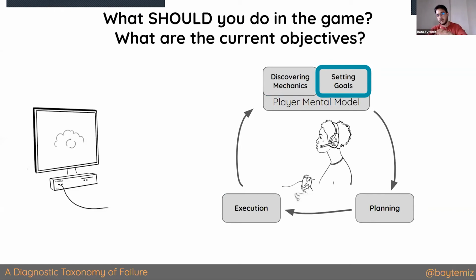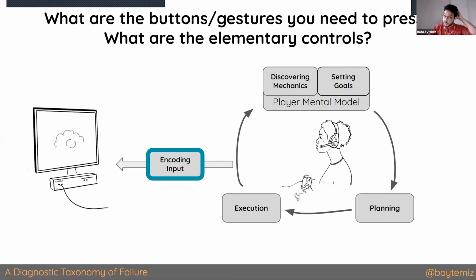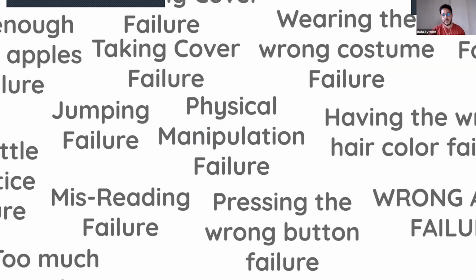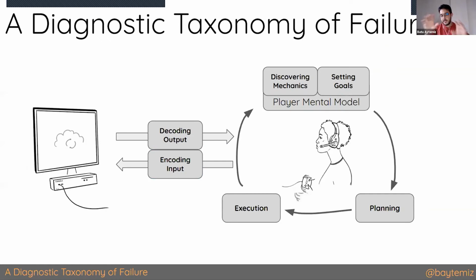But in order to engage in this loop, there are two preliminary steps. First, the player actually has to be able to engage with the digital system, right? So they need to know what the buttons and gestures are to engage with the game, and they also have to be able to physically enact those actions. And also, the other side of that, the player has to understand what the game is displaying, visually, aurally, tactilely, or language-wise, what have you. So we collapse all this chaos of different types of failure instances into 6 different need classes. And these 6 represent different places a player can fail while playing a game.